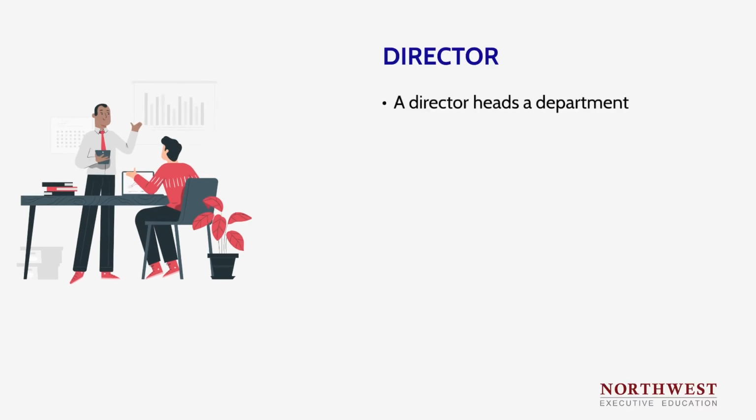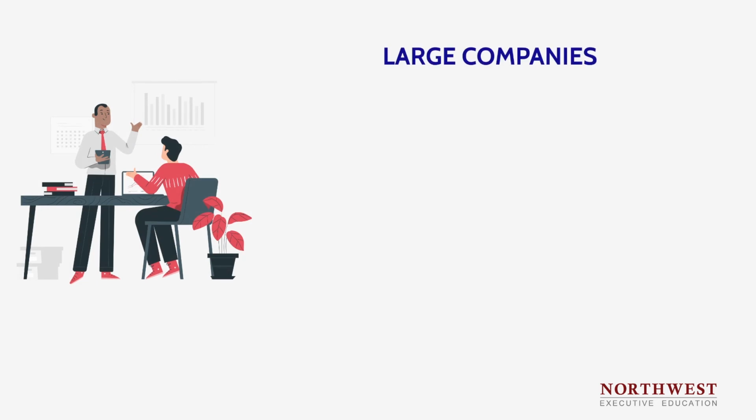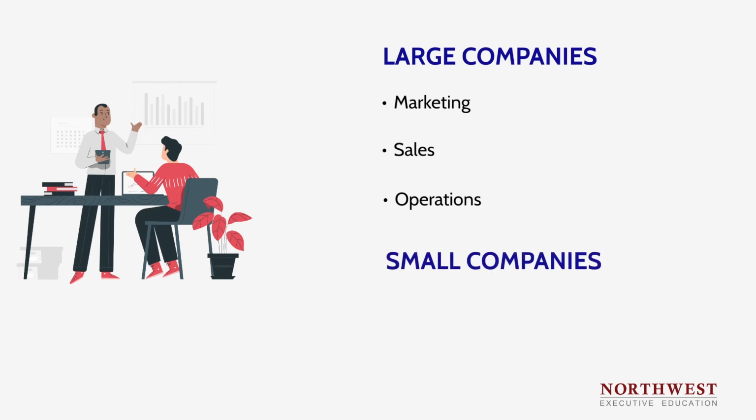On the other hand, a director heads a department. They lead managers of teams within their department. In large companies, a director is usually in charge of just one functional area, so they have titles such as Director of Marketing, Sales, or Operations. While in small companies, a general director could lead managers of all departments.